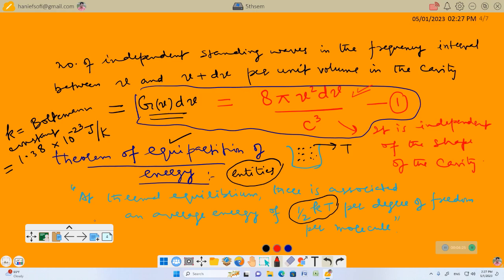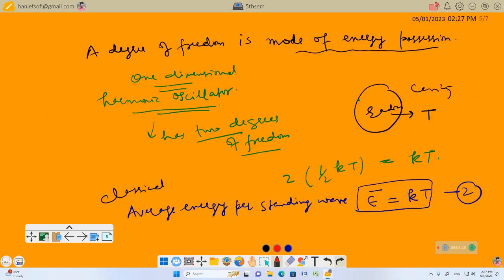So they used this theorem and justified that the average energy per standing wave is kT because the radiation is in equilibrium with the oscillators in the cavity walls, and oscillators are one-dimensional harmonic oscillators. A one-dimensional harmonic oscillator has 2 degrees of freedom, so per degree of freedom it will have half kT. The total average energy per oscillator is twice half kT, which is kT. So since these oscillators are in thermal equilibrium with standing waves, the average energy per standing wave is kT.